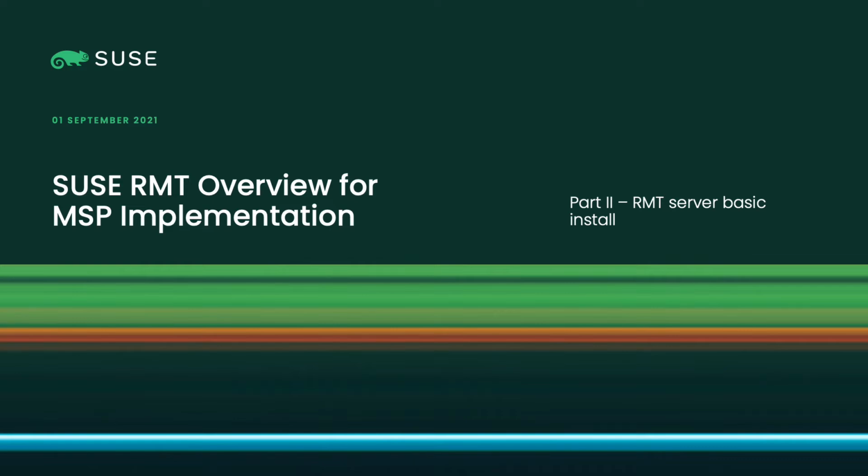Please note in the YouTube description for this video is the URL to the setup guide and the URL to the general RMT server installation guide located on the SUSE documentation site. The setup guide has been updated for version 15 SP3 or higher. Today's video will focus on the basic install of the RMT server itself.